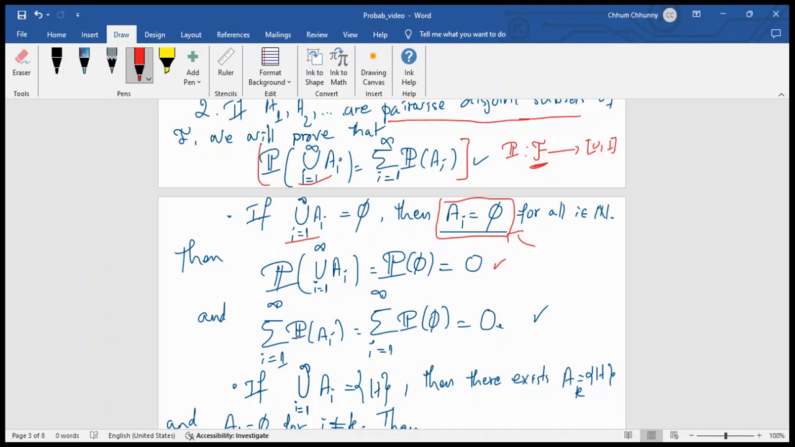And for the right hand side of this equality, the series, the summation from I equals 1 to infinity of P of AI is equal to the summation from I equals 1 up to infinity of P of the empty set, because each AI equals the empty set. And because P of the empty set equals 0, the right hand side of this equality also equals 0. And we see that these are equal. So the first case is satisfied.